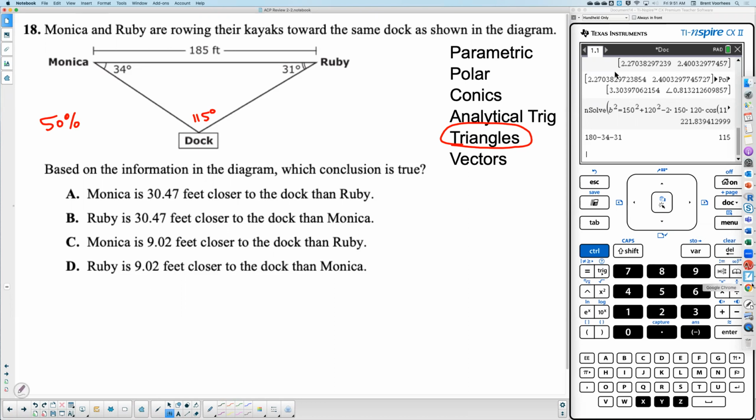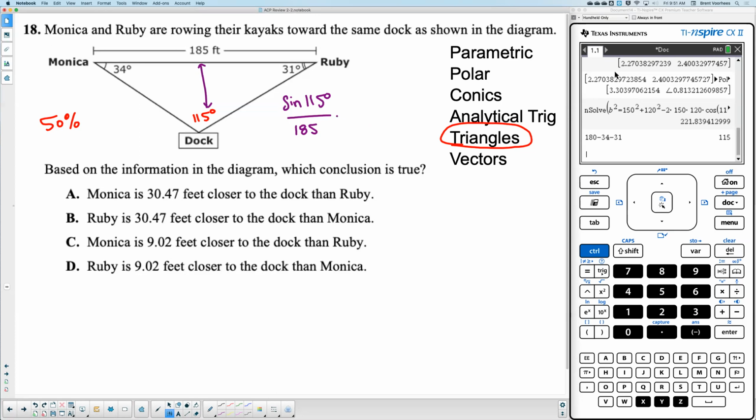Sines. Why sines? Do we have a pair? What's our pair? 185 and 115. Perfect. So that means sine of 115 degrees divided by 185 will equal either of the other two pairs.